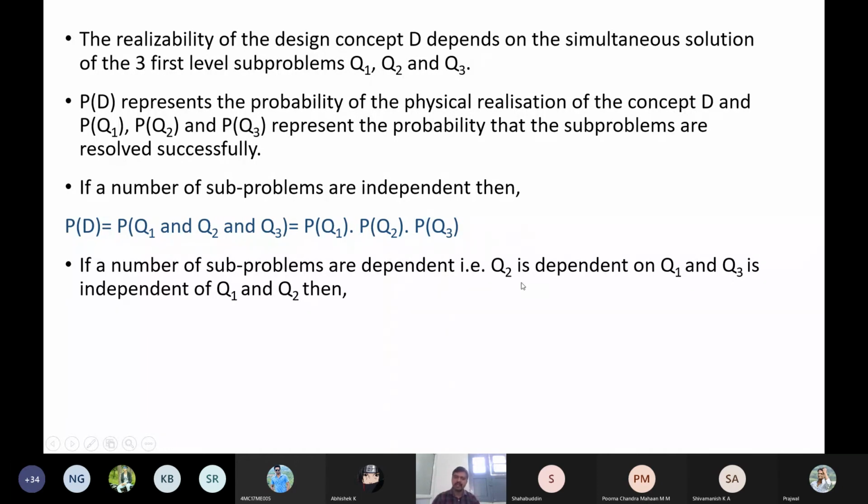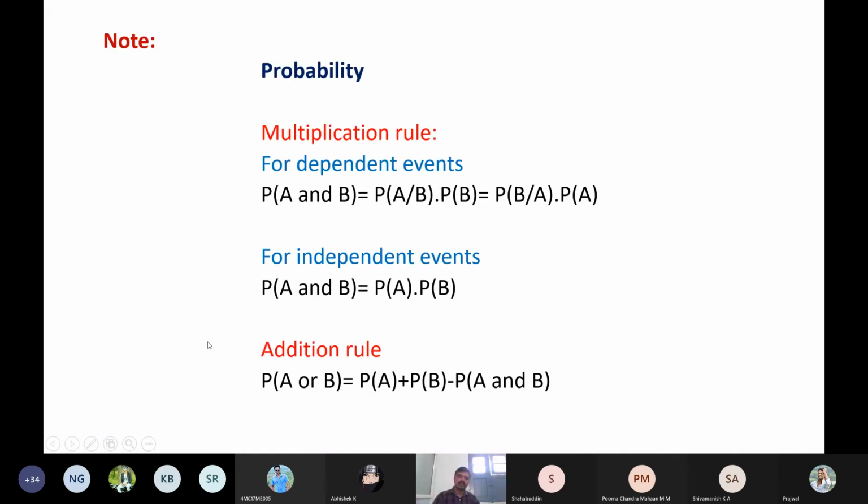Okay, that should be specified, or that designer should know. For example, if Q2 is dependent on Q1 and Q3 is independent of Q1 and Q2, then this equation will become P of D is equal to, again Q2 is dependent on Q1 here. So you have to go back to this rule. For dependent events, P of A and B is equal to P of A by B, P of B. This is for A dependent on B. Okay, this is for B dependent on A.